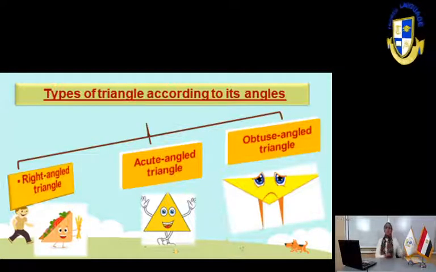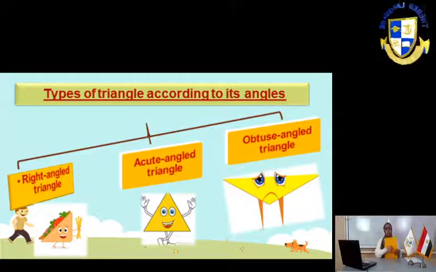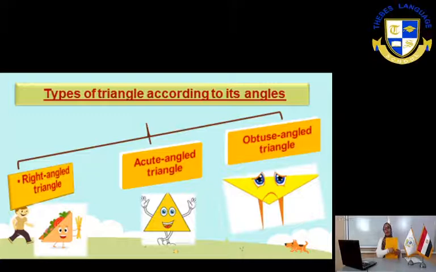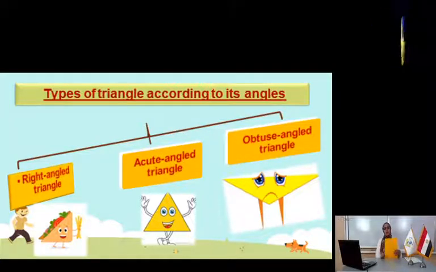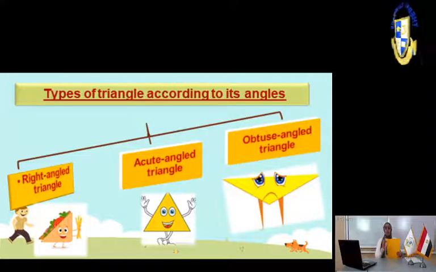Okay, so the equilateral triangle, what is the type of it according to its angles? We said before that all angles are equal and equal 60 degrees each one of them. So what is the type of it? Excellent. Acute angle, because all angles are less than 90.